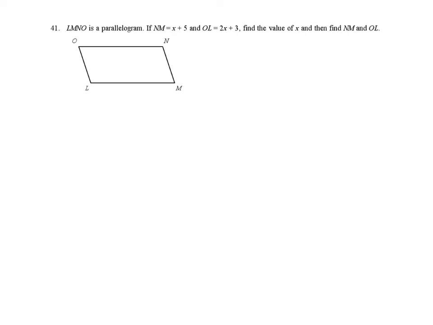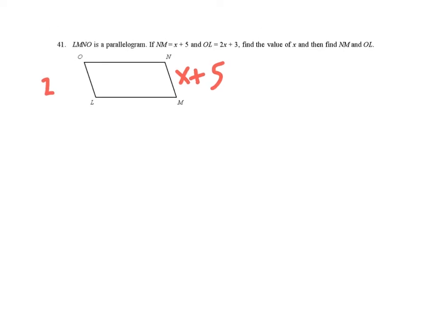41 says LMNO is a parallelogram. If NM is x plus 5 and OL is 2x plus 3, find x. Then we're going to find NM and OL. So I know that for parallelograms, the opposite sides are congruent. So NM is going to be congruent to OL.